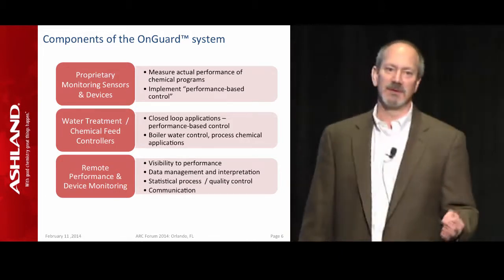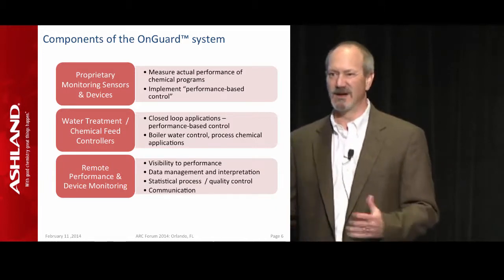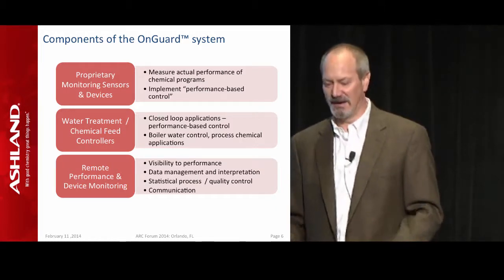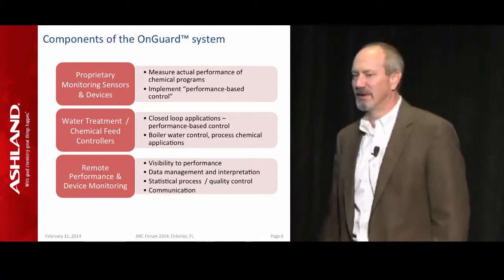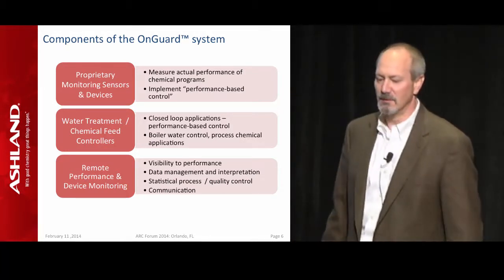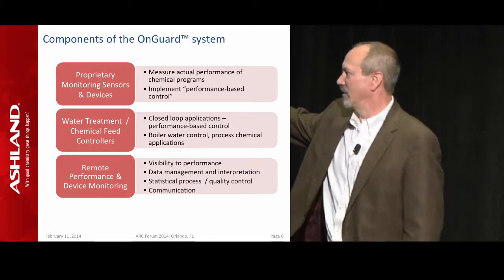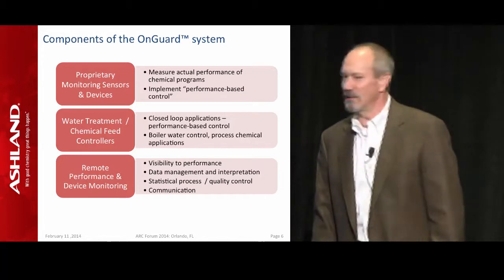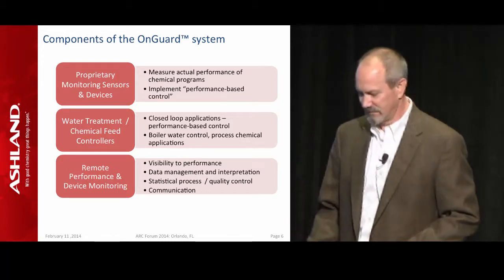If we have the performance, then we can implement performance-based control, and we are a leader in the algorithms and technologies required to implement that. So we can close the loop, and that leads to the second aspect, which is the controllers. The third piece is the remote performance and device monitoring. We want visibility to that performance, we want to be able to manage our data, we want to implement some SPC, and we want to communicate back to the customer.